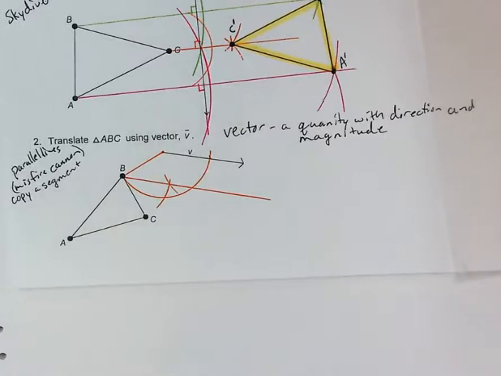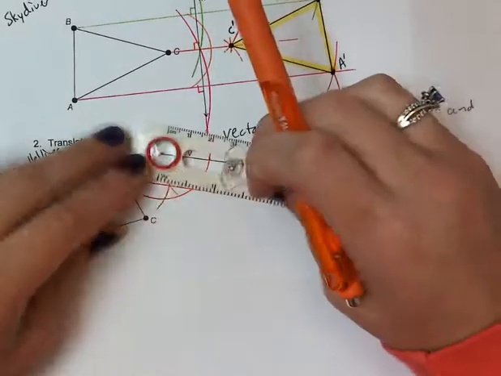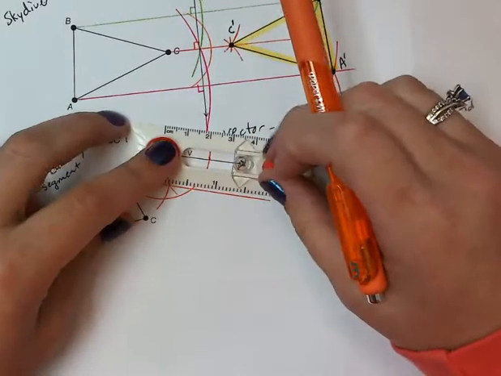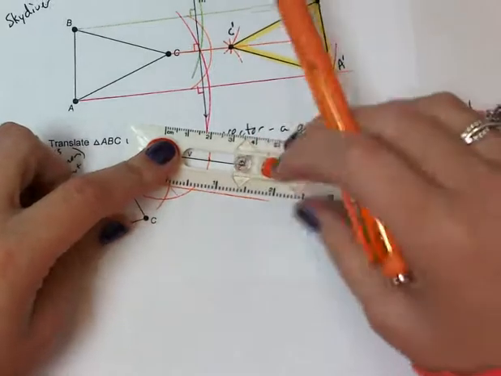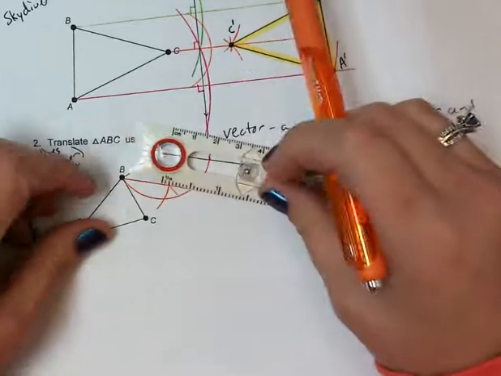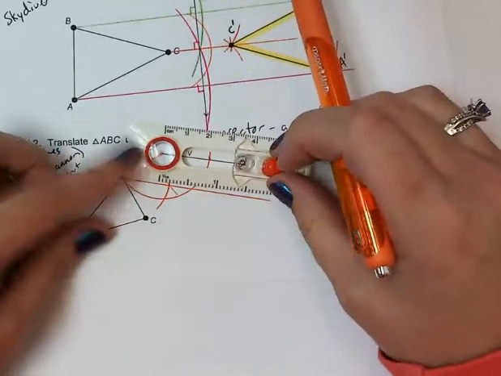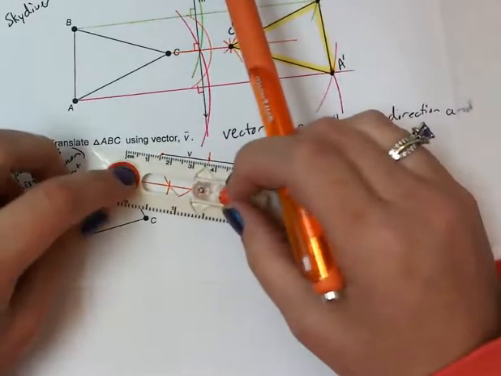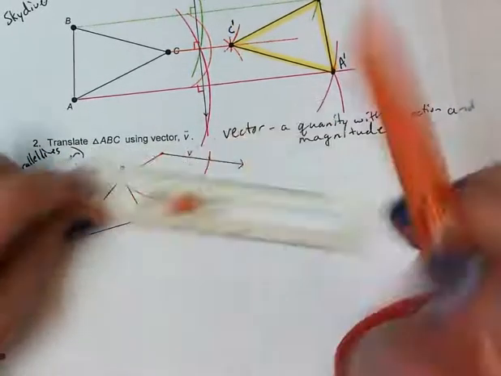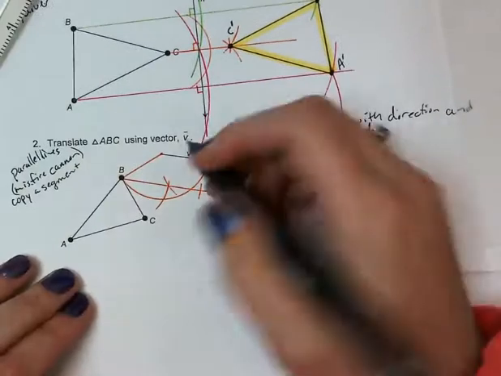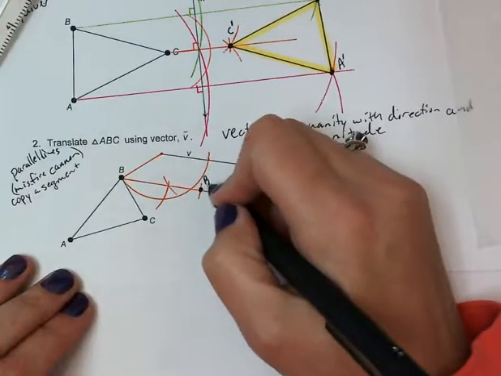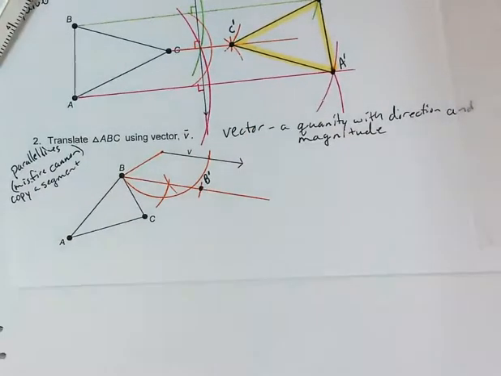So we're going to copy the length of our vector, because our vector gives us the length we want to slide, or in other words, the magnitude. So we're going to take that length, we measured it, we're going to go down to point B, and we're going to chop off our parallel line. So where we just chopped off that parallel line, that is going to be B prime. And now we repeat that for the other 2 points.